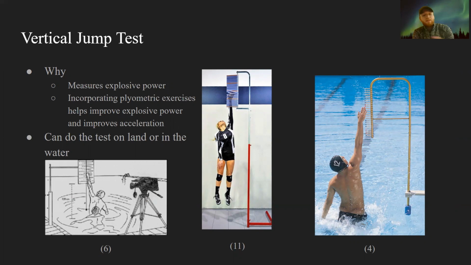Our second test is the vertical jump test. For the vertical jump test, we are going to use it because it helps us determine the power output of an athlete while also allowing us to see how explosive they can be. These are important factors in water polo because water polo athletes need to be able to have enough power to explode out of the water at any given time.